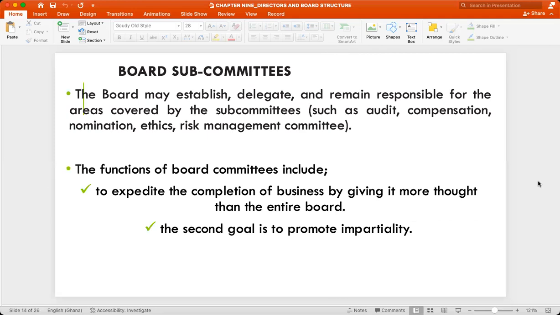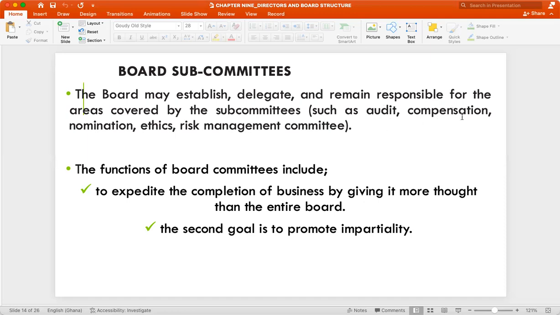Good. So we come to board subcommittees. The board may establish, delegate, and remain responsible for the areas covered by subcommittees. Okay, so the board can choose to do all of these things that we are coming to talk about, but to ensure efficiency, they will normally set up subcommittees to handle these issues. Okay, so typical subcommittees are what we have here. This is not exhaustive. Depending upon the size and the type of organization, they may have more or less, okay? And the names may vary a bit. But typically, these are some of the committees that you find in most organizations.